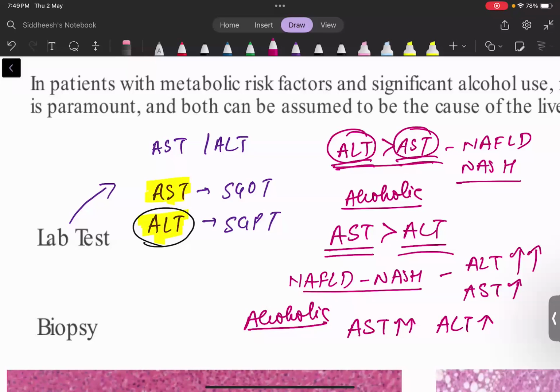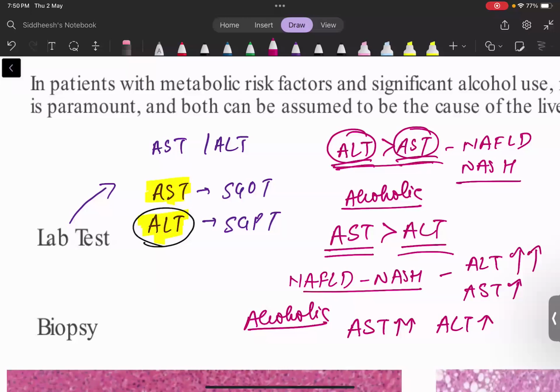Yes, here we are discussing alcohol only. Alcohol affects heart, lung, liver. No, I'm asking a very simple question. In the case of alcoholic injury, why is AST more than ALT? In non-alcoholic injury, we have more ALT compared to AST.